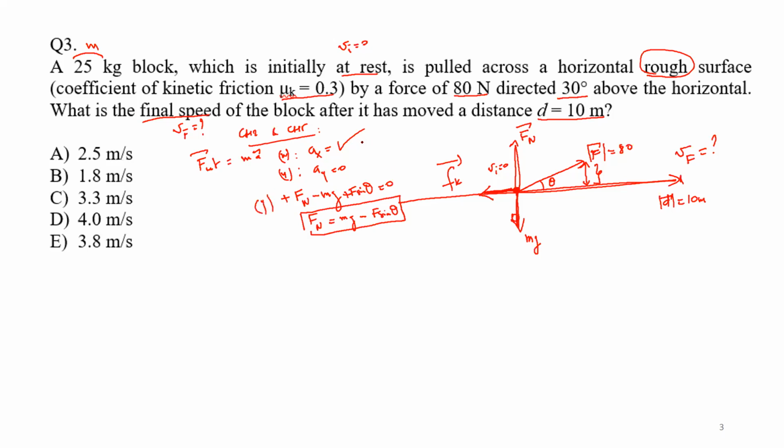Now along x, I can get the ax. Once I get ax, I will say, well, ax is a constant. So v final square is equal to v initial square plus 2axd. I know v initial, 0. I know d. I know ax. From Newton's second law, chapter 5, I can get v final. But this is a long way. And we are in chapter 7.